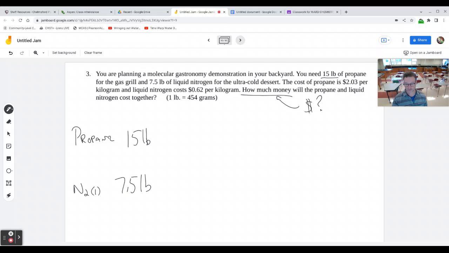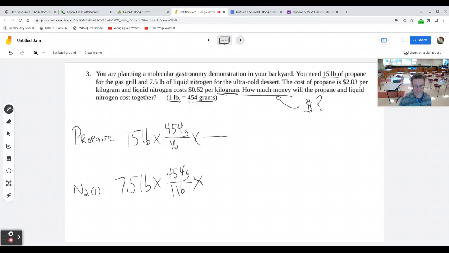I've got pounds. Here I'm given a conversion from pounds to grams, so I'm going to use that. 1 pound, 1 lb is 454 grams. That's the same in both cases. Okay, 454 grams per 1 pound. So I've converted the pounds to grams. What do I need to do next? Do I have grams anywhere else? Kind of, but not exactly.